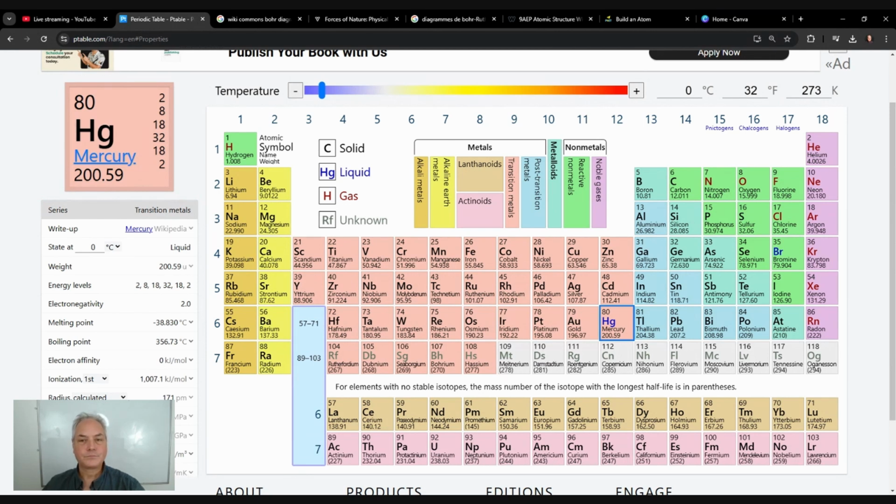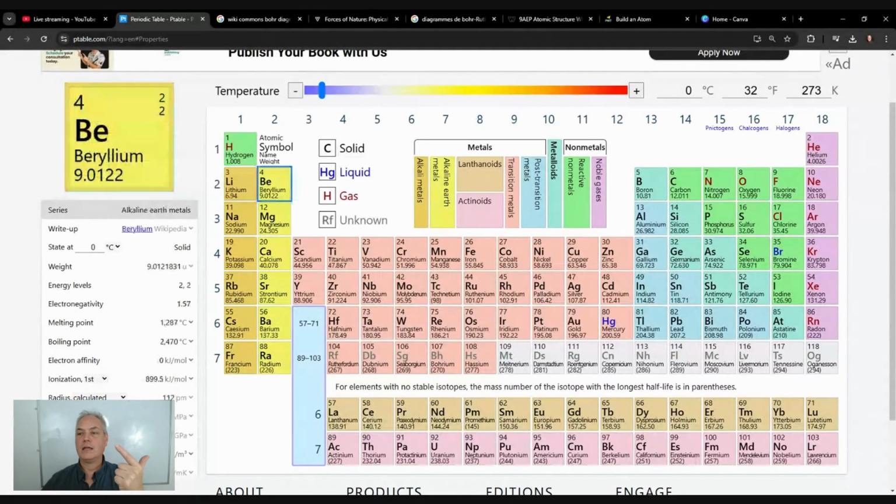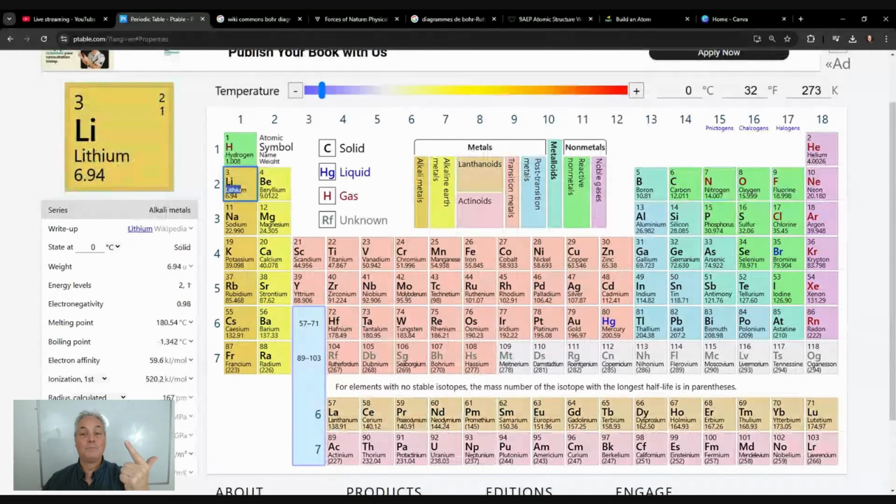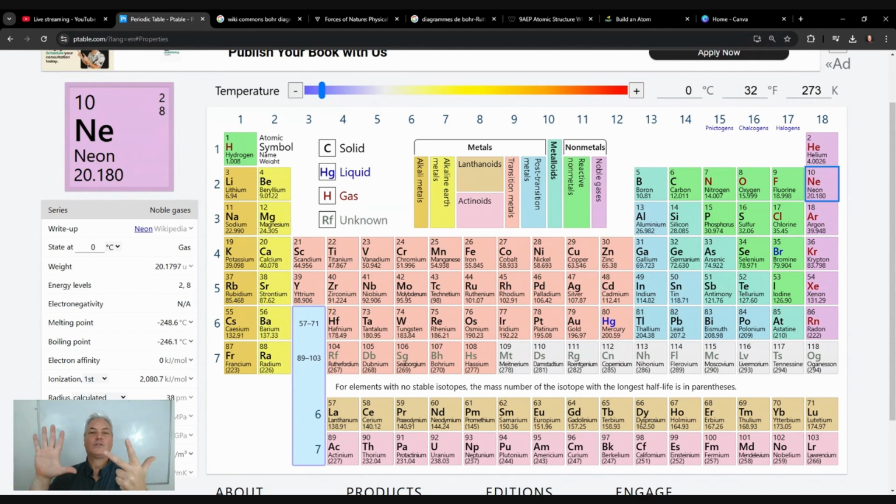Let's look at some other trends. If you look at the first row, we have two elements, which are hydrogen and helium. If you go to the second row, we have 8 elements, starting with lithium, beryllium, boron. I'm trying to look at the screen and look at you at the same time. We have carbon, nitrogen, oxygen, fluorine, and neon. So that means that on the second row, we have 8 elements.